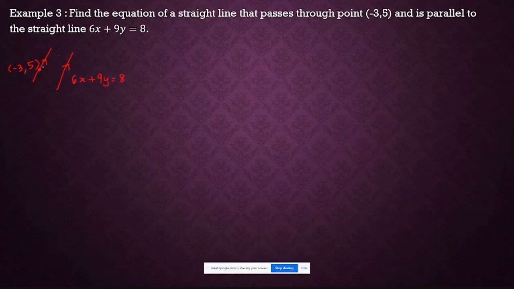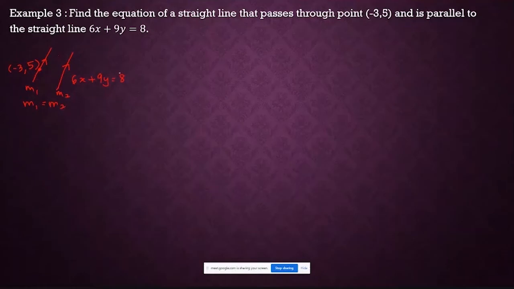Since the two lines are parallel, the instruction is to find the equation of this line, which passes through the point negative 3, 5. Since the two lines are parallel, we know that this gradient M1 will be equal to M2 because the two lines are parallel.